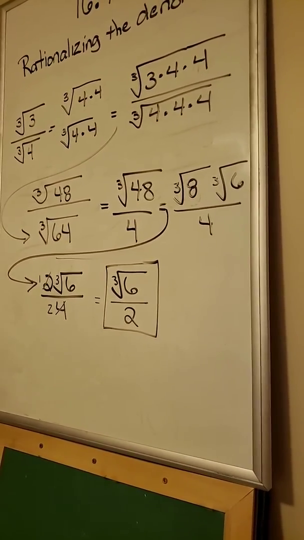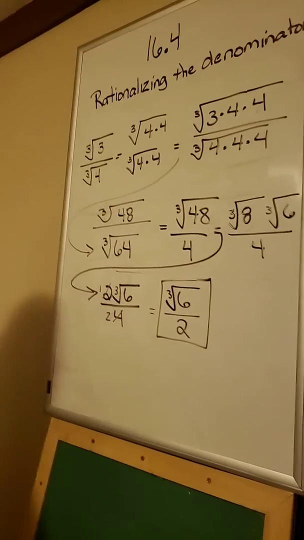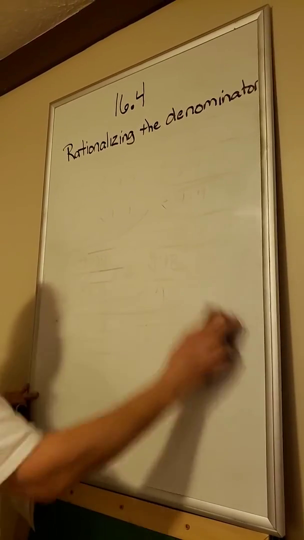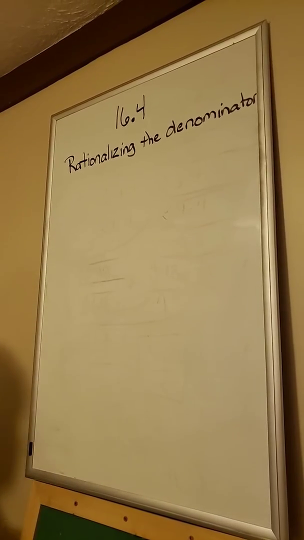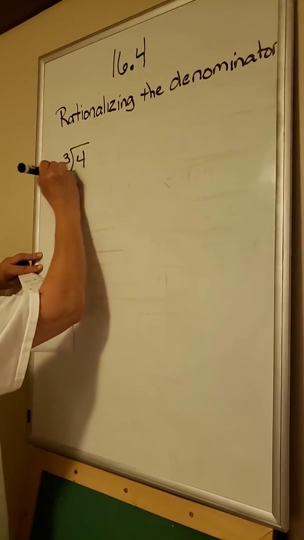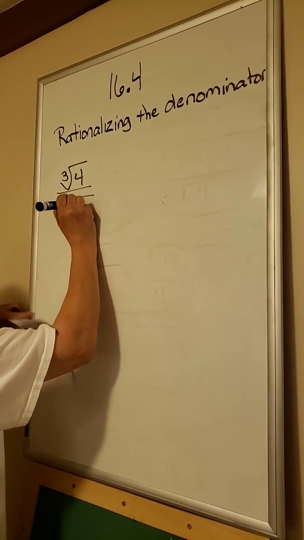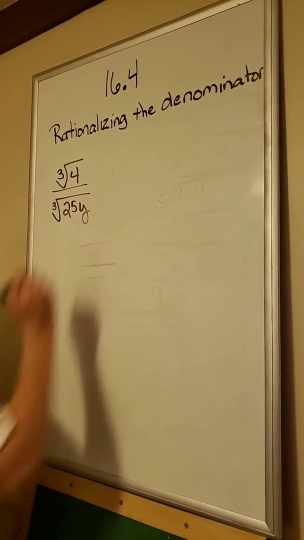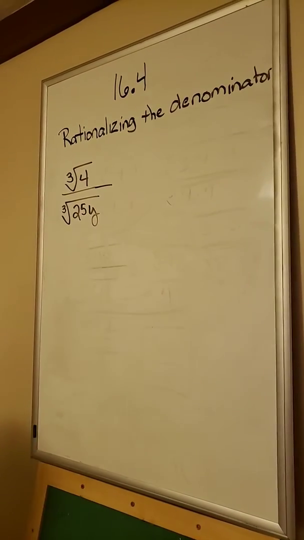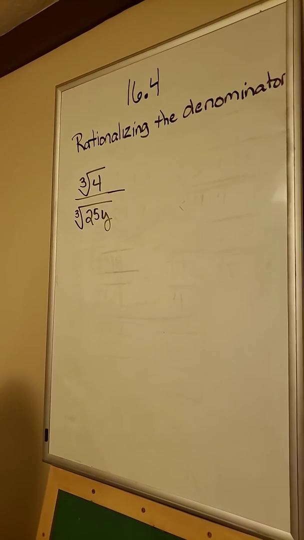Okay. We got one more on the back. It's got variables in it. Okay, so we've got the cubed root of 4 over cubed root of 25y. Okay, so I look at this. Is 4 or 25 a perfect cube? No. All right. So what can I do?